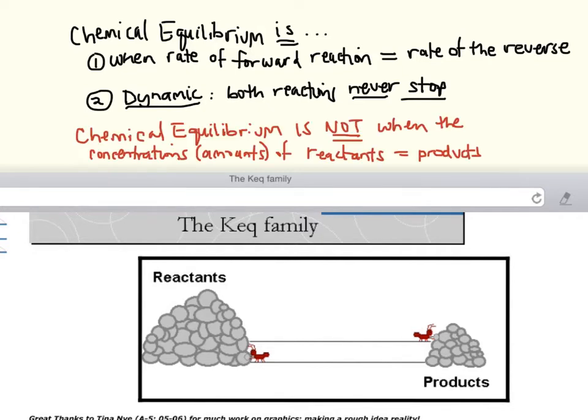It's important that you understand that what chemical equilibrium is not is that the concentration of your reactants is equal to the concentration of your products. And that's what this picture is supposed to show you: no matter how much reactant and how much product you have, notice they're not equal piles. So just because you have a big pile of reactants and a little pile of products doesn't mean that at chemical equilibrium, those will become equal to each other. As long as the rate of these forward and reverse reactions stays the same, it doesn't matter if the two piles are the same size. Chemical equilibrium doesn't mean that you have the same amount of reactants as you do products.